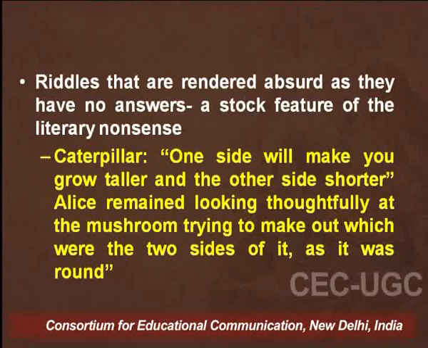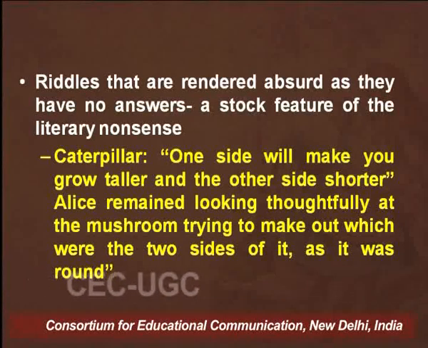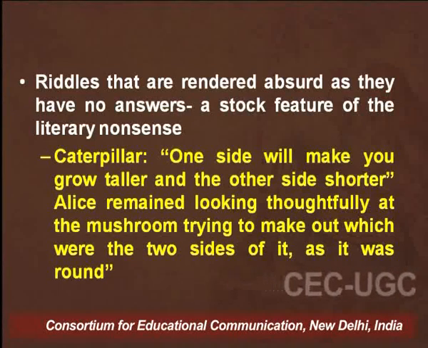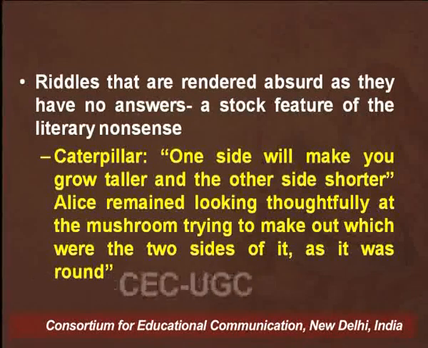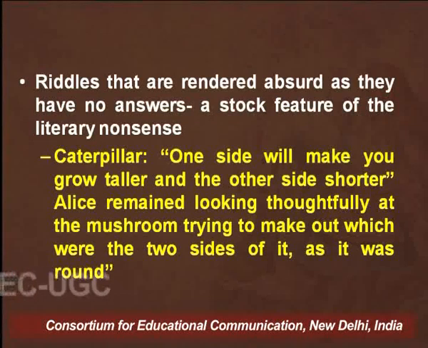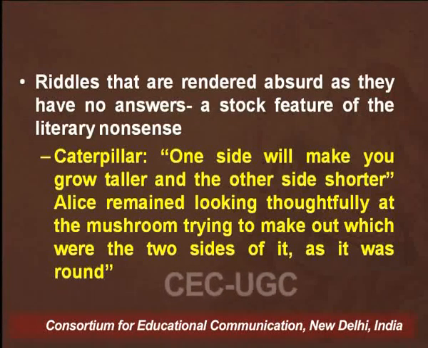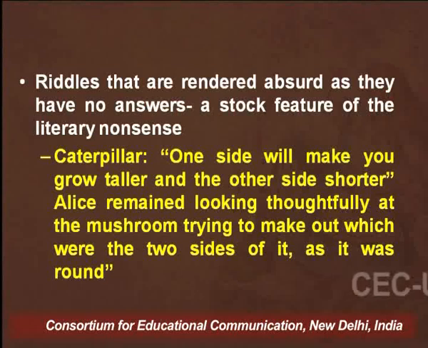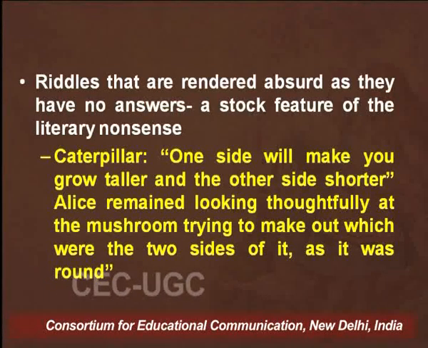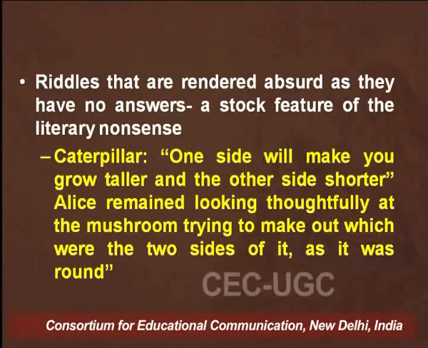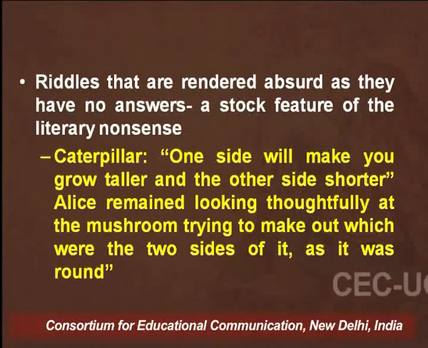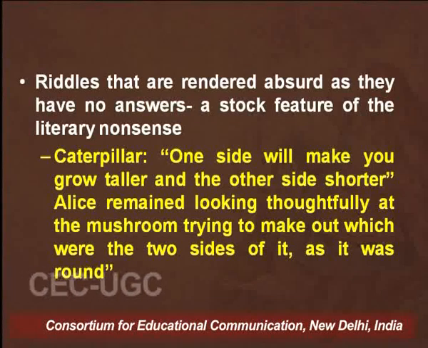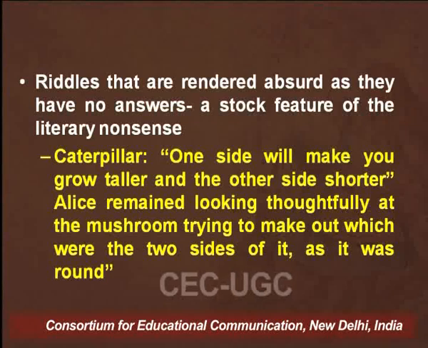He says, "One side will make you grow taller and the other side shorter." Now, Alice remained looking thoughtfully at the mushroom and trying to make out which were the two sides of it, as it was round, unquote. So, what's happening? In the story, the caterpillar points towards a mushroom and says that one side will make you taller and the other side will make you shorter. So, what does this indicate?